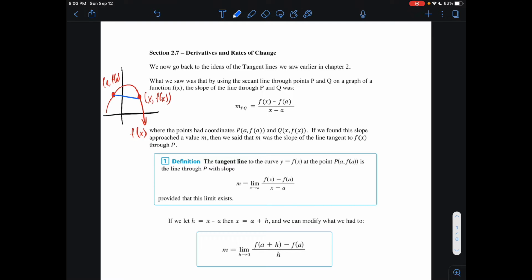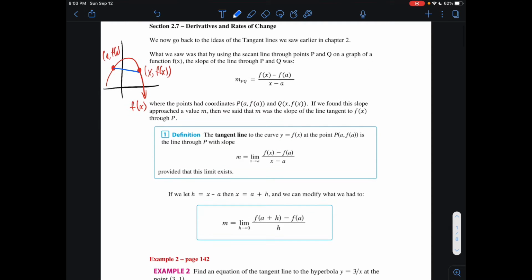The points had coordinates back earlier in Chapter 2, P for a, f of a, and Q for x, f of x. That's where the subscript PQ comes from. If we found this slope approached a value m, then we said that m was the slope of the line tangent to f of x through P.